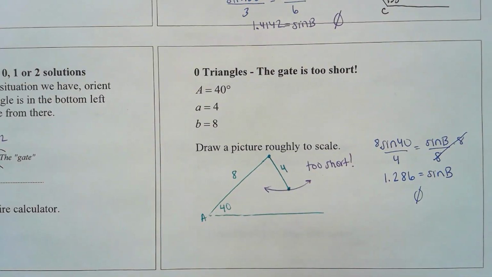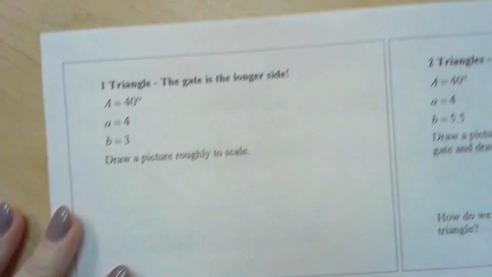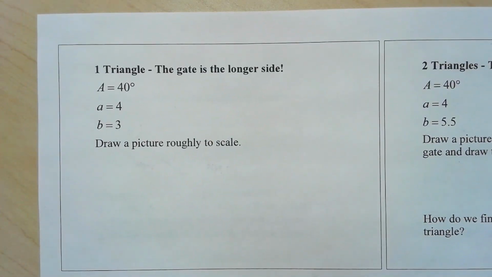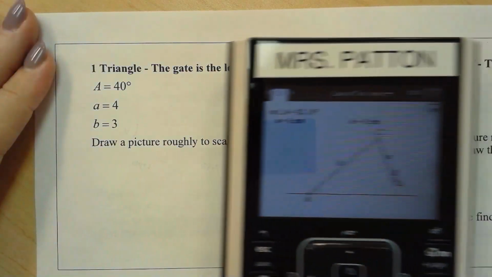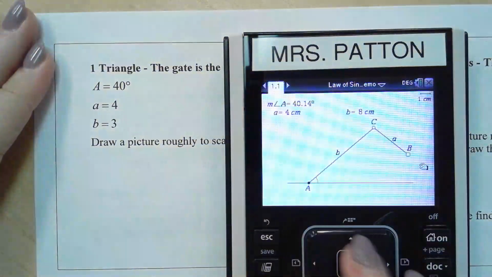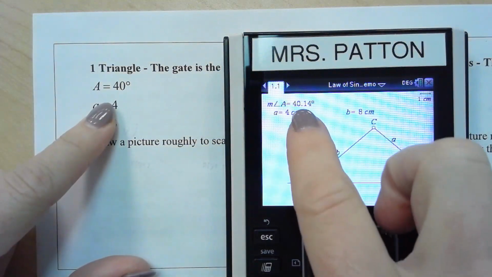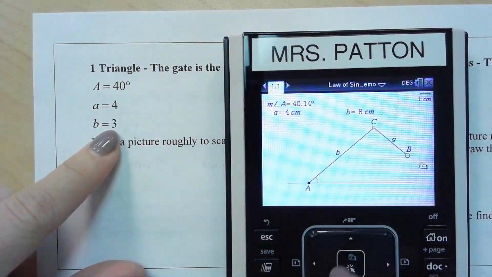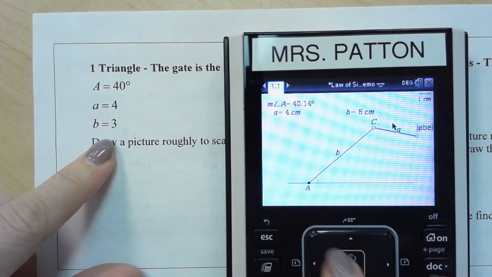Okay. All right, let's talk about our third case. When we have one triangle, when the gate is the longer of the two sides. So again, I'm going to grab this demonstration again. A is still 40, A is still 4, but now I want side B. I'm going to just change it here.